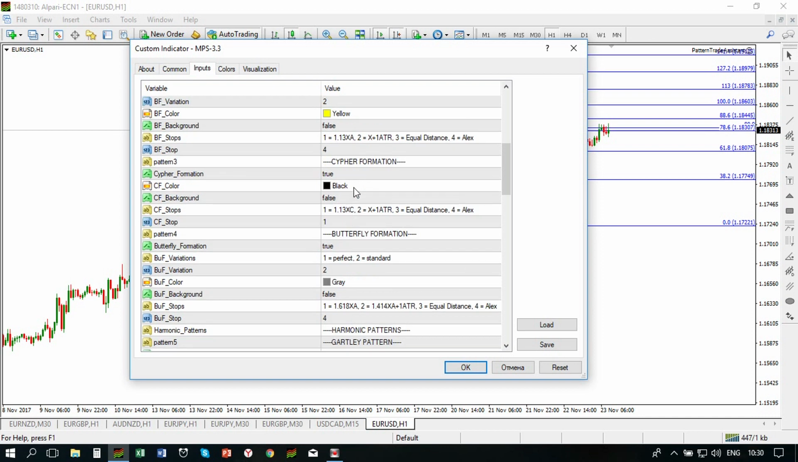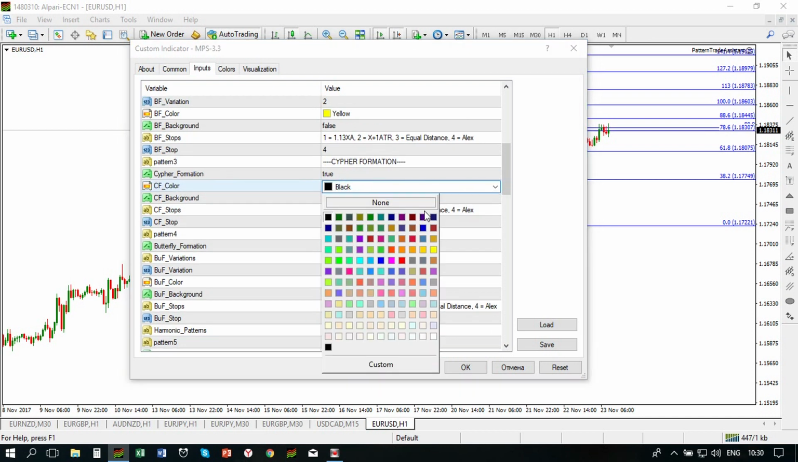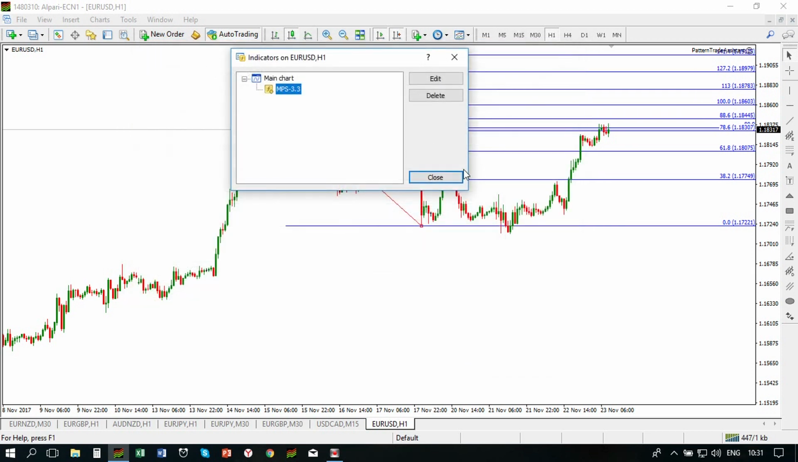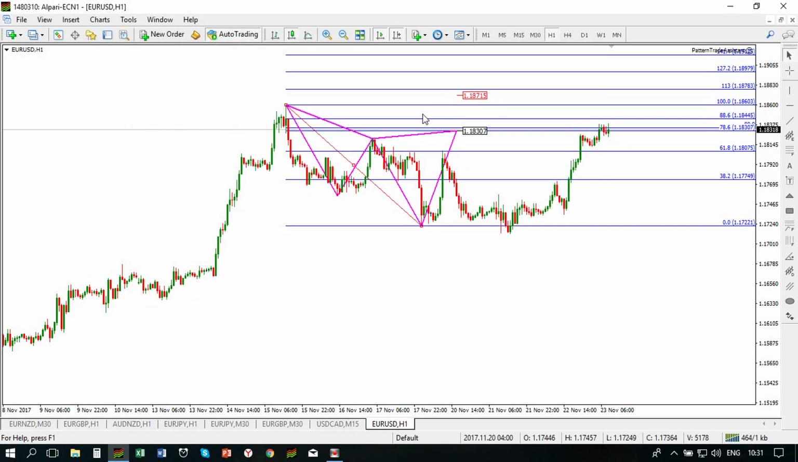Here it is, black. Not familiar to me. The black is not familiar to me. Magenta is good. Okay, 2. 180R. To tell you the truth, 180R is almost the same as 113. In many cases it coincides. Sometimes it's lower, sometimes it's higher. If the candles are small, 80R is the average range. If the candles are large, it will be either higher or lower.